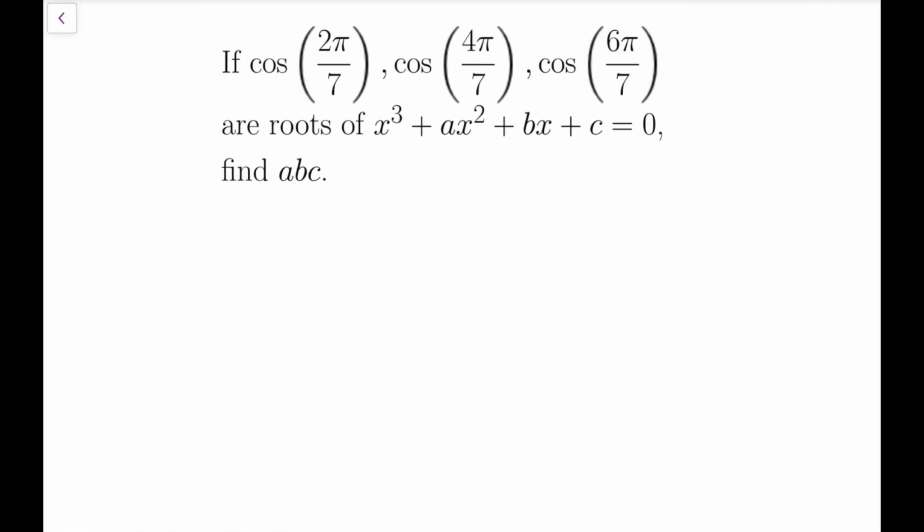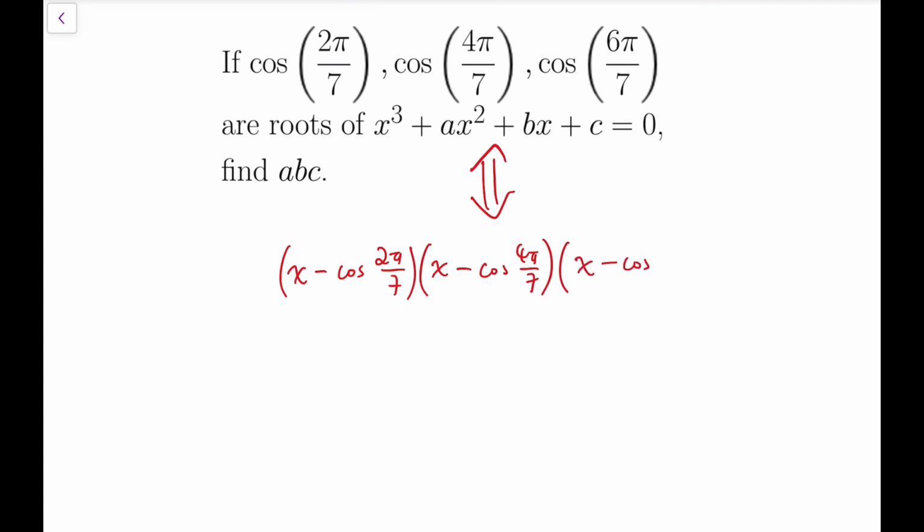If this cubic equation indeed has these three numbers as its roots, then I can factorize the cubic polynomial into x minus cosine 2 pi over 7, multiplied by x minus cosine 4 pi over 7, times x minus cosine 6 pi over 7, and this product equals 0. So these two equations are equivalent.